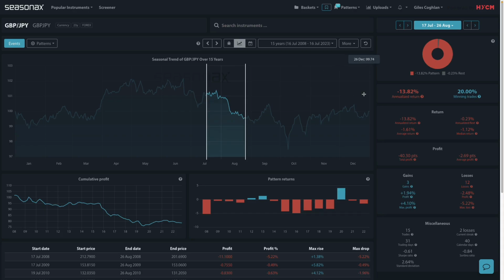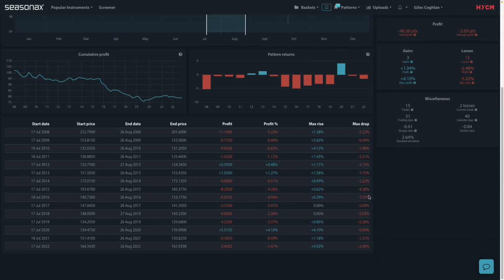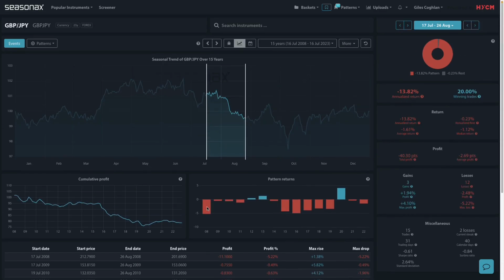Over the last 15 years, the pound yen has fallen 80% of the time between the 17th of July and the 26th of August for an average return of 1.61% to the downside. The maximum fall has been over 5% here in 2008, and the maximum fall within the seasonal pattern has been over 7% here in 2016. So, will the pound yen fall again this year between July the 17th and August 26th?